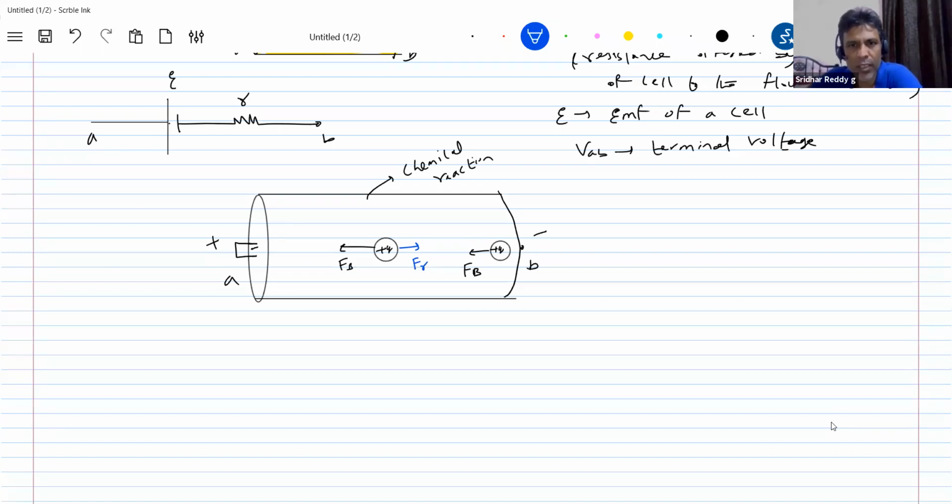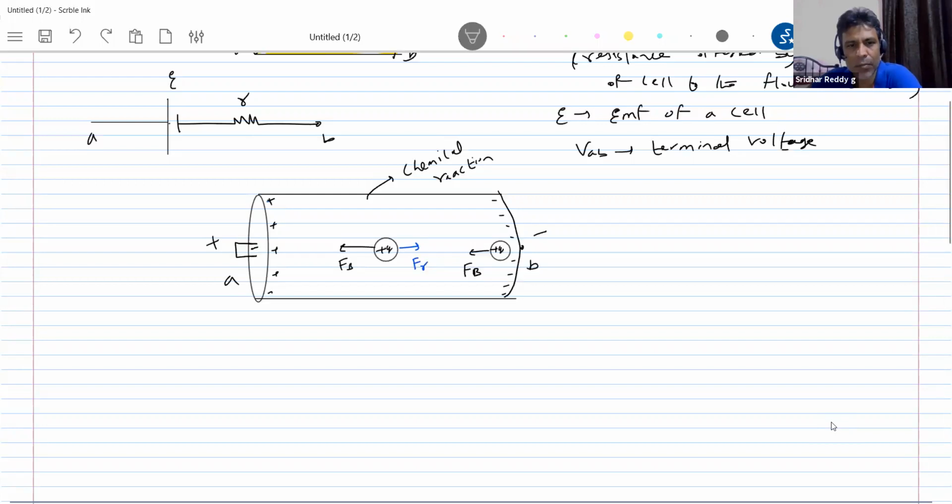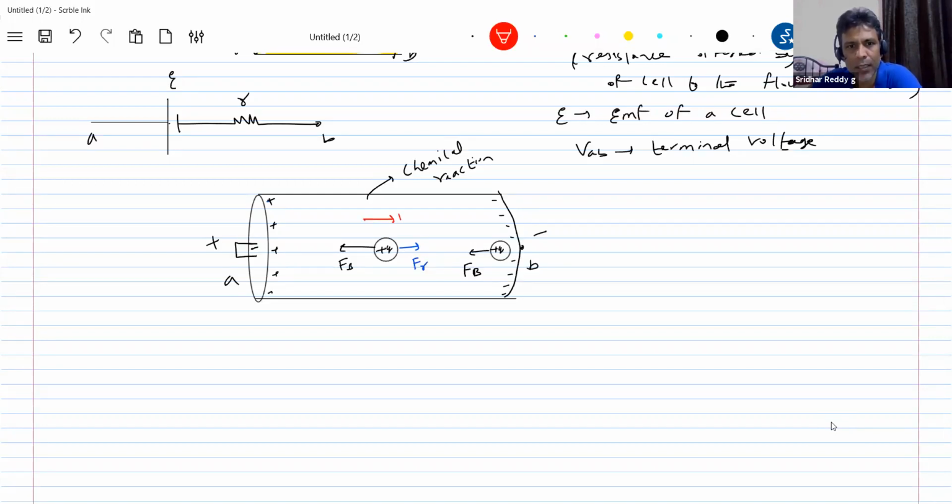Continuously, positive charge is built up here and negative charge is there. How long will this flow of charge occur? As long as the battery force is greater than the resistive force. Meanwhile, because of this potential, an electric field is set up.